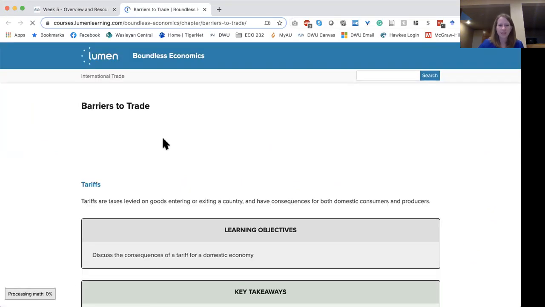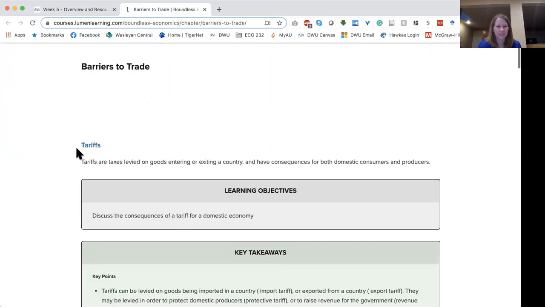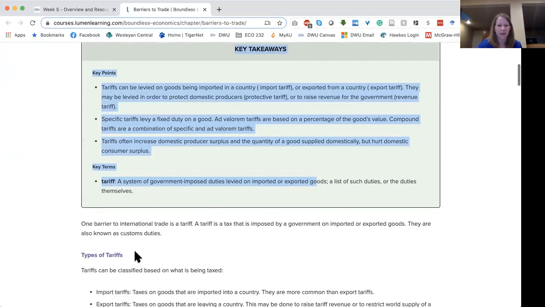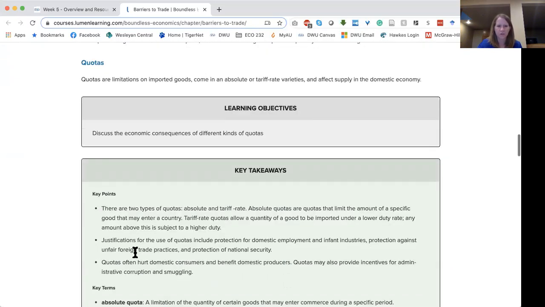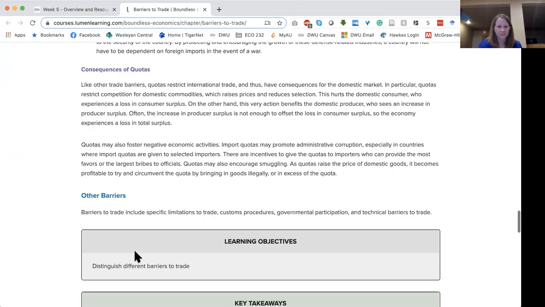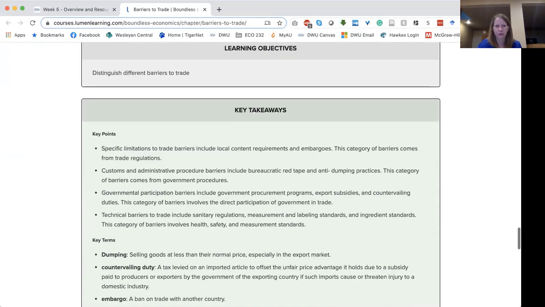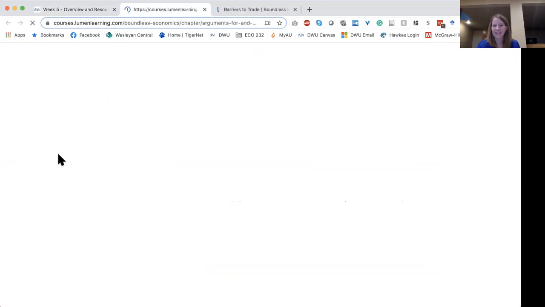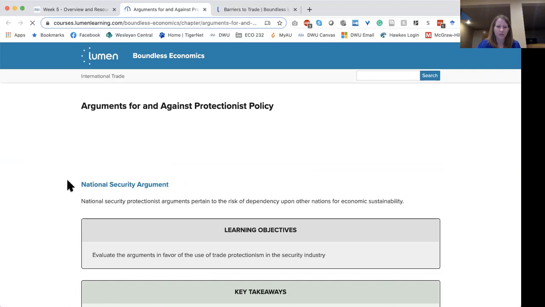That's looking at barriers to trade. So you're going to look at different things like tariffs. Again, you focus on the key takeaways, the key points and the key terms. We've got tariffs, there's quotas, and then you've got the other barriers to trade. Next one is just arguments for and against the protectionist policy. So you're going to look at different arguments.